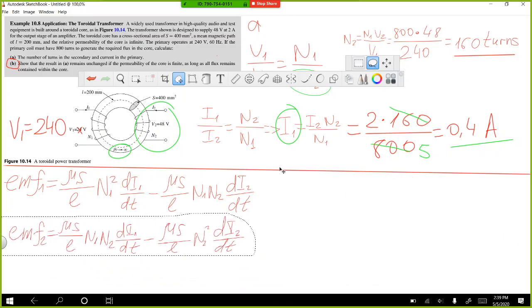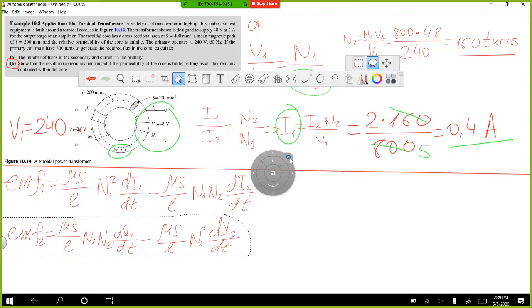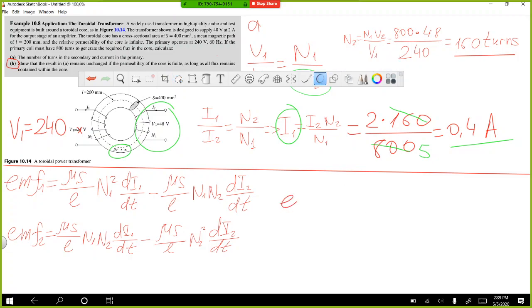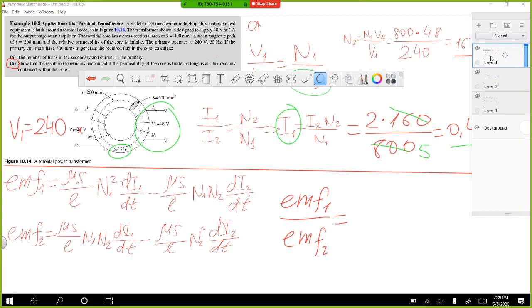Now let's take the ratio between electromotive force 1 and electromotive force 2. So electromotive force 1 over electromotive force 2 will be equal to, let me write in the new page. So first let me copy this part.